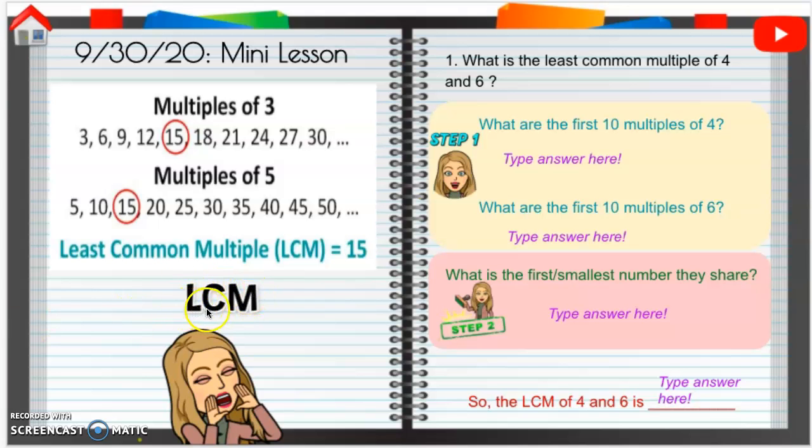Least common multiple. September 30th, 2020, our mini lesson. So we are going to talk about the least common multiple today.